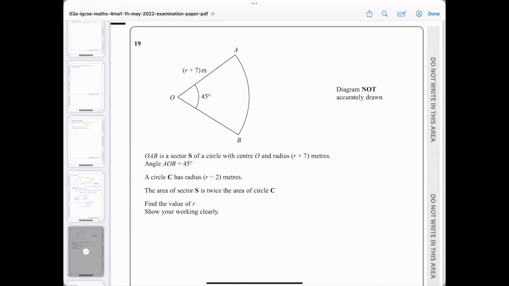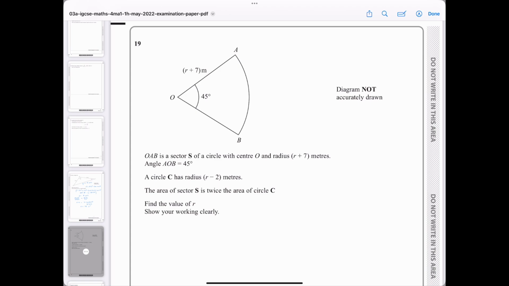Now, this is r plus 7 meters, I'm assuming. So OAB is a sector of a circle with centre O and a radius r plus 7. The angle AOB is 45, and a circle has a radius of r minus 2 meters. The area of the sector is twice the area of the circle. Find the value of r.